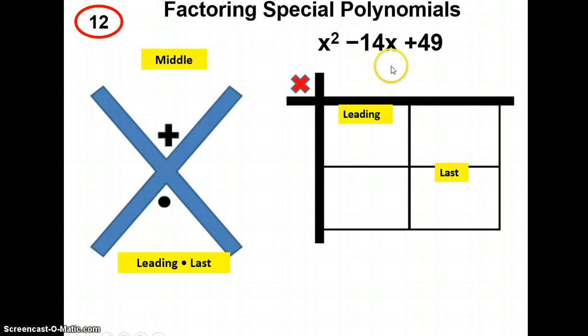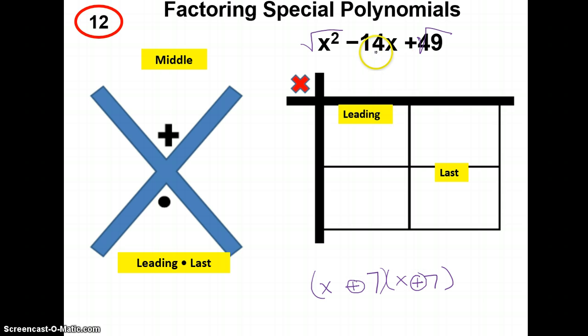So let's see if we can sum this up. Let's try it out. What do you think might be the two binomials here? Well, let's do this first. What's the square root of x squared? That'll be an x, because I know x times x will get me x squared. What's the square root of 49? 7. 7 times 7. Now, the reason I put positive here, now should I have put positives here?